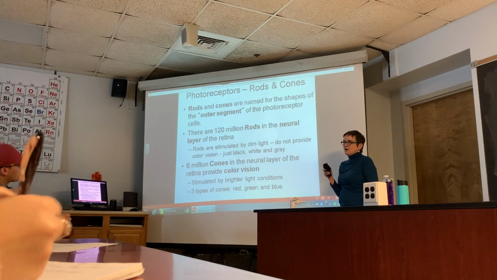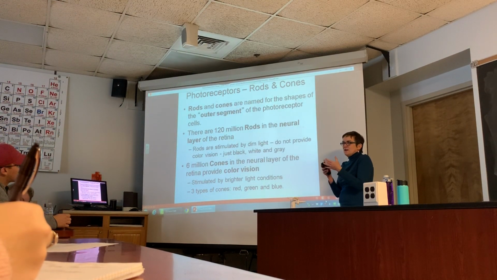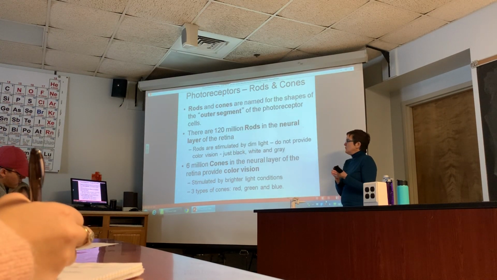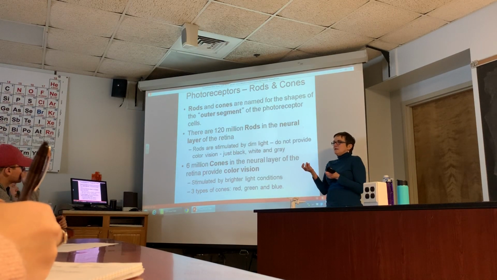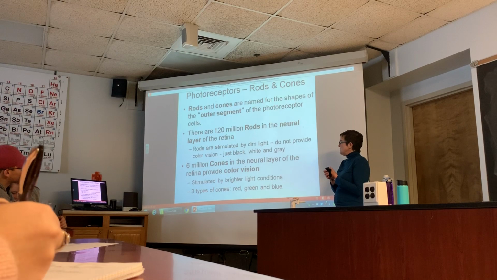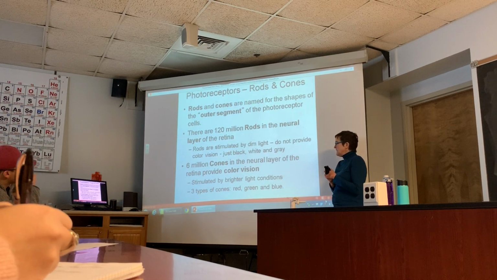Notice that when you're in the dark, you don't see color unless you're shining a flashlight or you have a source of light that would stimulate your cones. So the rods only allow you to see black, white, or gray, which would be under dim light or low light conditions. You have 6 million cones, and they provide color vision.